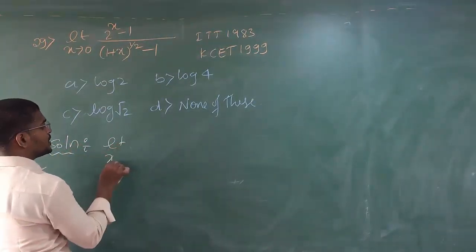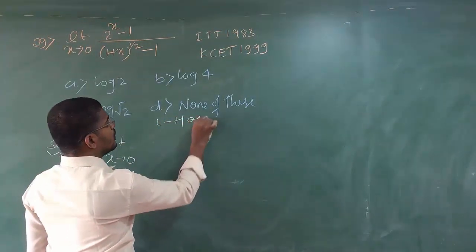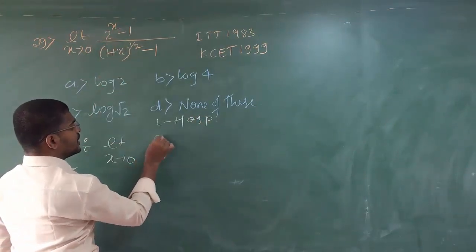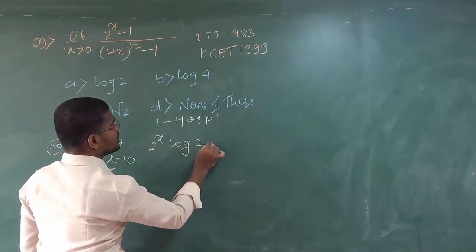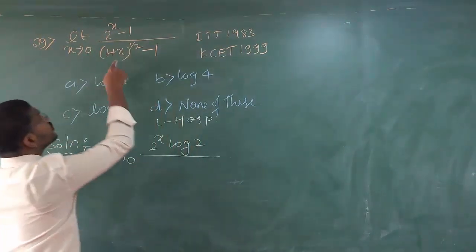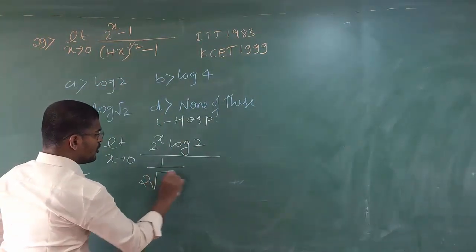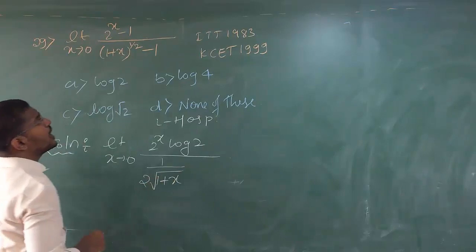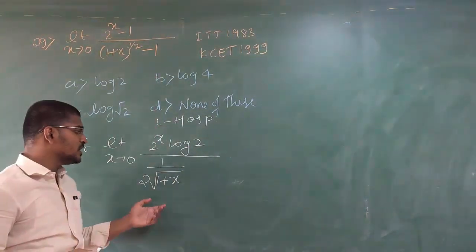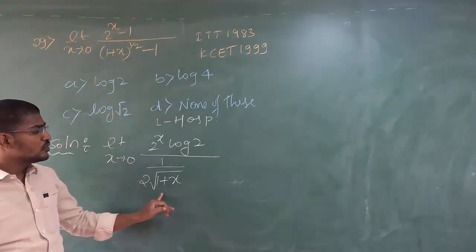Using L'Hospital rule, again L'Hospital rule, what you can write? A raised to x differentiation is a raised to x into log a. 1 is 0 divided by, this is root of 1 plus x, that means 1 by 2 root of 1 plus x you are going to have. Therefore, differentiation of minus 1 is again 0. Don't write each and everything. Clear? Here differentiation of root of 1 plus x is 1 by 2 root of 1 plus x.